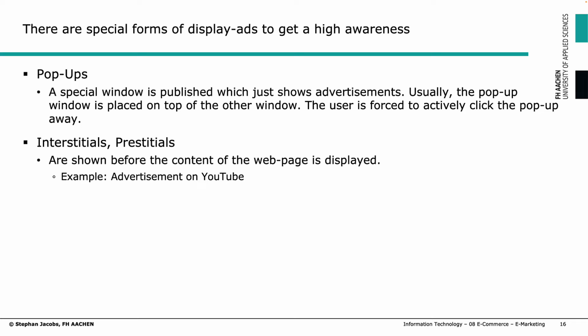And then you have interstitials or prestitials. That is, you click on a link and before you get to the interesting part, you first get an ad shown, and after a while this disappears. For example, if you would like to watch a video on YouTube, you often get an ad in the first 10-15 seconds. And if the video is longer, after let's say 10 minutes, you get an interstitial where another ad is displayed, and you still have to wait until your video continues. So these are special forms of display ads.